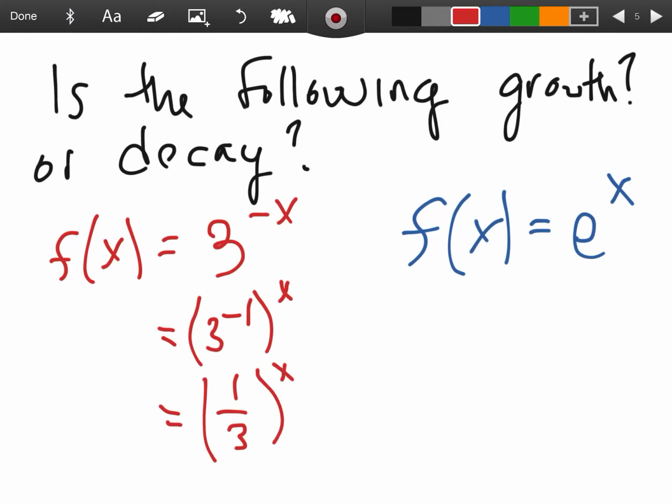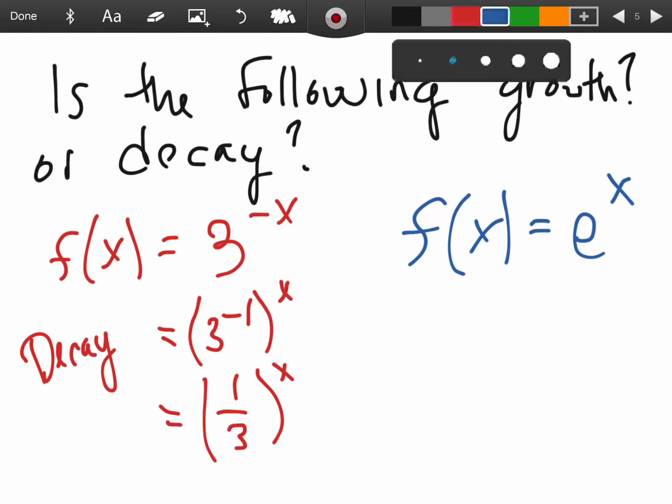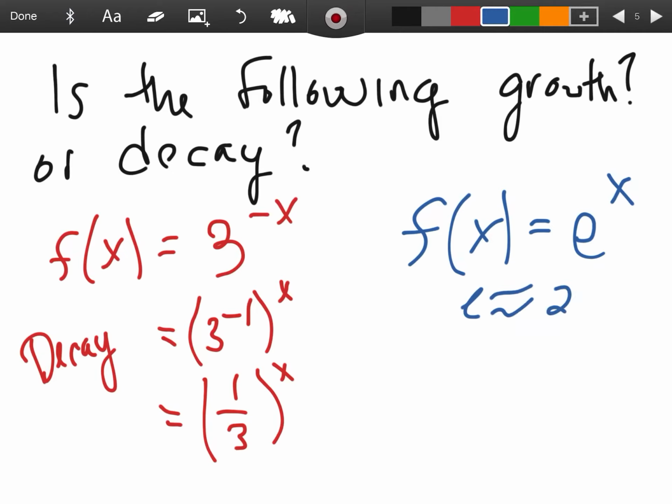So now, as my x values increase, my y value is going to be decreasing. So this red one over here is going to be decay. And for the blue, I have f of x is equal to e to the x. Well, remember that e is approximately 2.7. All right, well, is 2.7 greater than 1? Yes, it is. And that's e to the positive x, which means this here is growth.